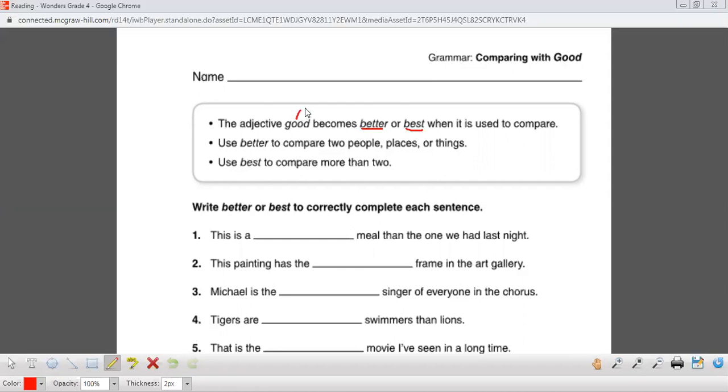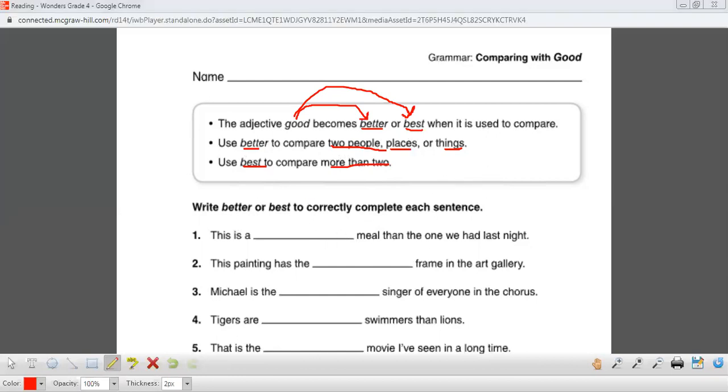So good is an adjective. The comparative for two things or two groups or two items is better. The comparative for more than two things or groups is the best. As mentioned here, better compares two things, two people, two places, whatever. And best compares more than two places, groups, things, whatever.